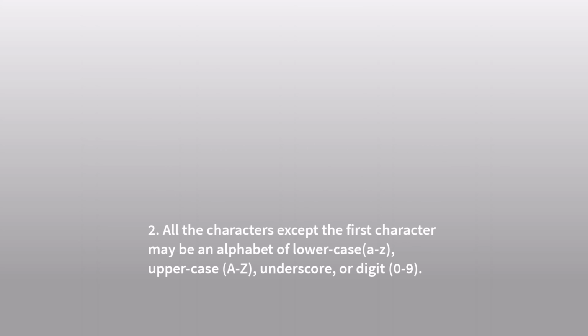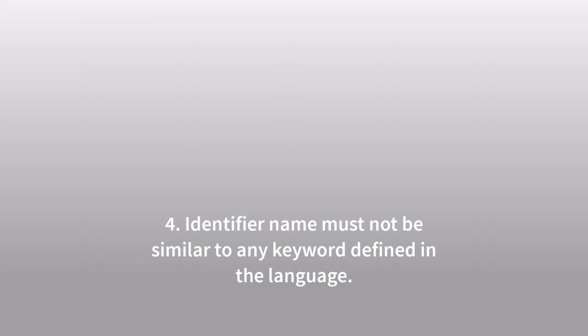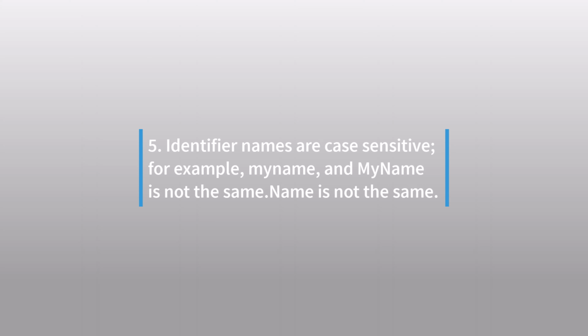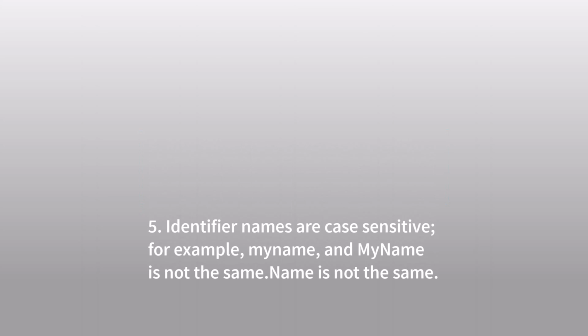Number 4. Identifier name must not be similar to any keyword defined in the language. For example, if, while, else, like this. Number 5. Identifier names are case sensitive. For example, small letter myname and camel case myName are not the same. They are two different variables.